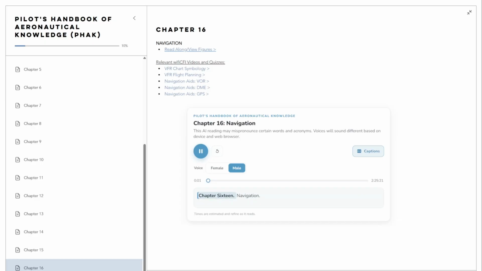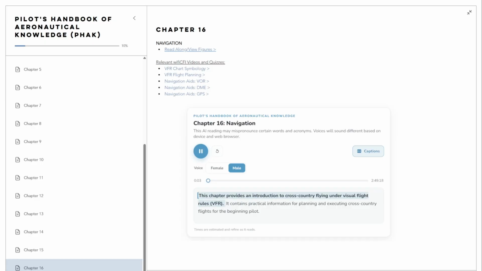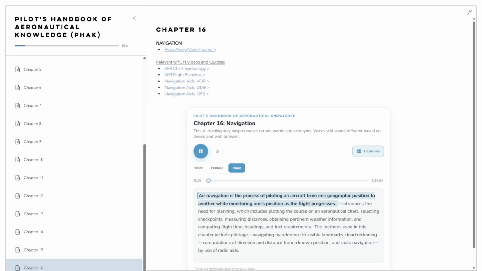Chapter 16. Navigation. This chapter provides an introduction to cross-country flying under Visual Flight Rules, VFR. It contains practical information for planning and executing cross-country flights for the beginning pilot.